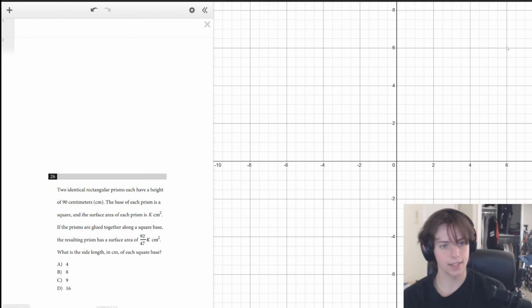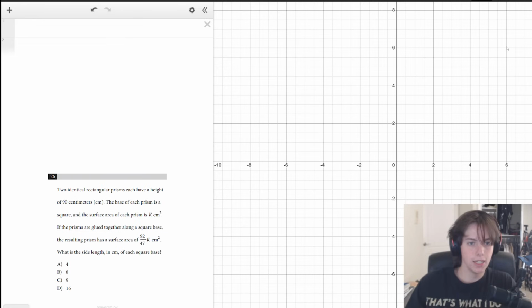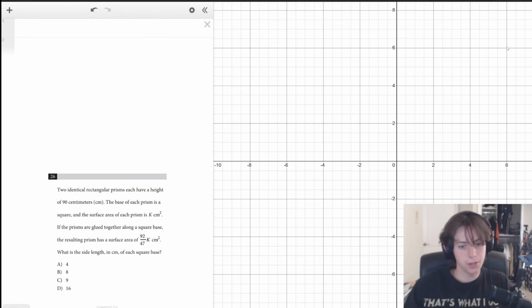Question number 26 asks: two identical rectangular prisms each have a height of 90 centimeters. The base of each prism is a square, and the surface area of each prism is k centimeters squared. If the prisms are glued together along a square base, the resulting prism has a surface area of 92/47 k centimeters squared. What is the side length in centimeters of each square base?